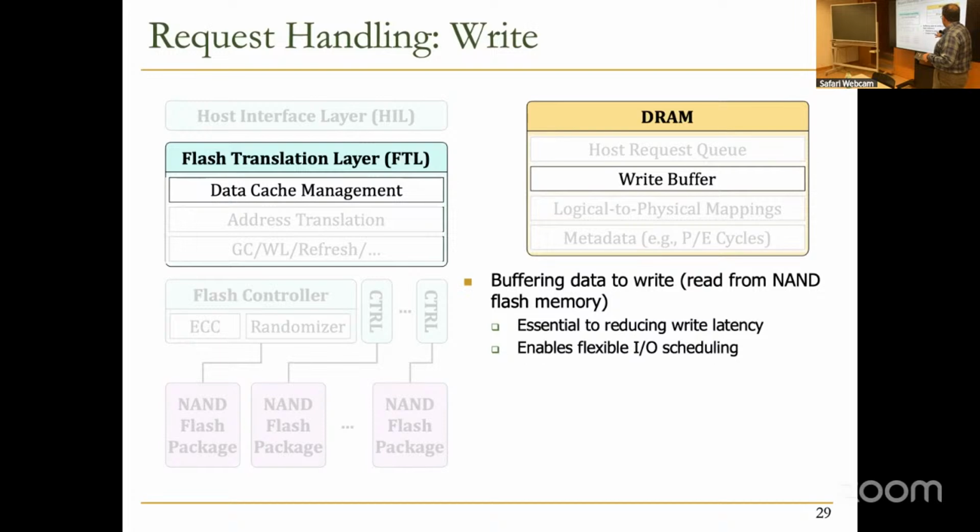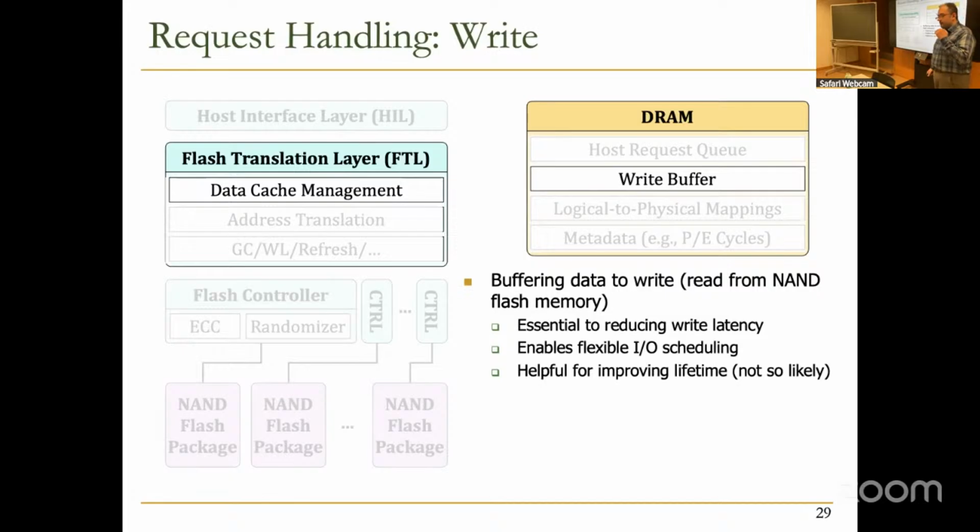So yeah, essentially that's very important to reduce write latency, and also it enables flexible IO scheduling. It's because basically write latency and read latency are so heterogeneous. By adding this write buffer, you can have more different kind of latency, more balanced latency, and then you can have more flexible IO scheduling. Unfortunately, we don't have time to go into scheduling techniques for SSD.